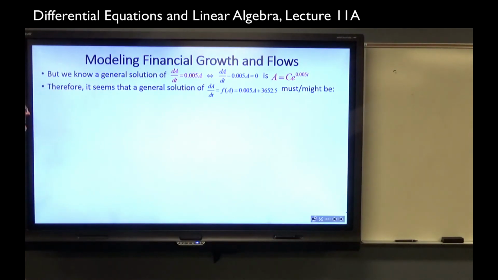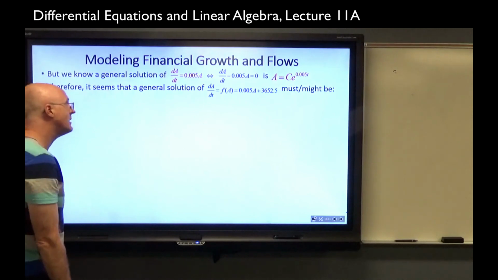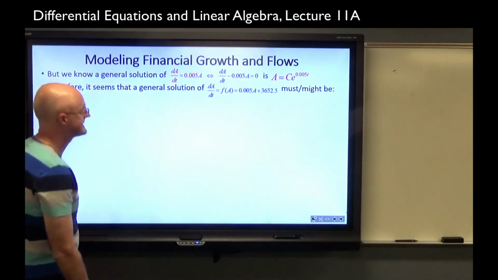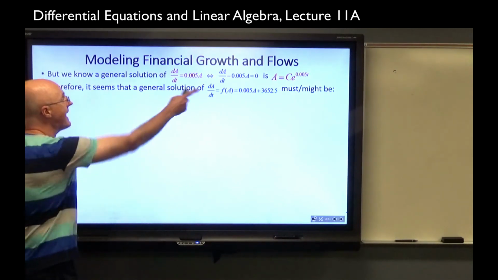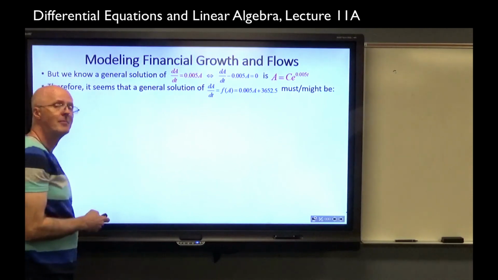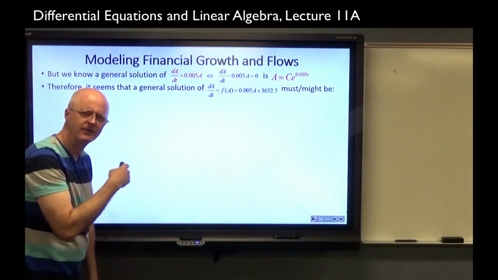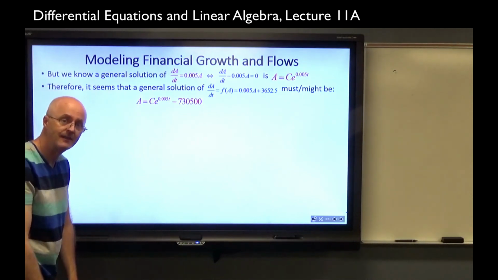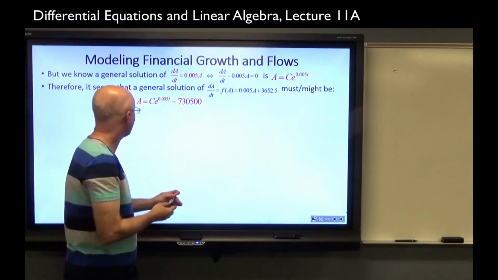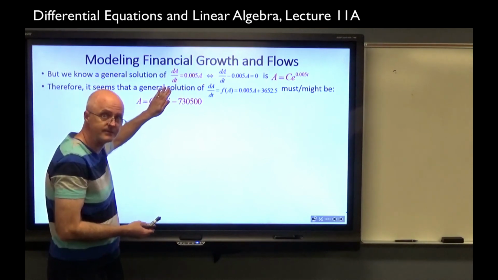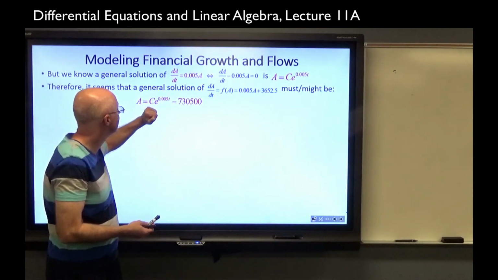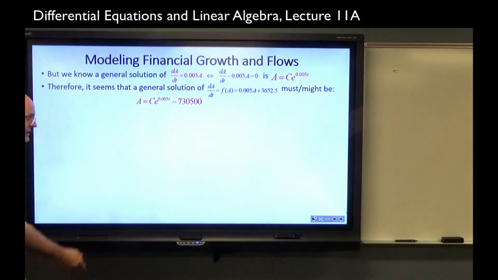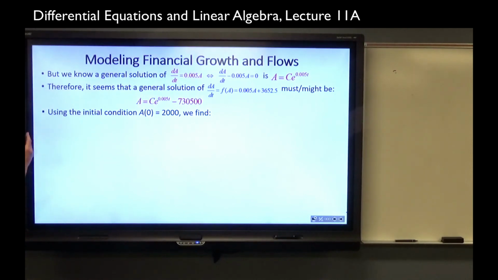Therefore, it turns out a general solution of the original non-homogeneous equation might be the sum of that thing minus the, whatever it was, 730,500, the equilibrium part. When C is 0, this is going to be your equilibrium solution. And you can check this is a general solution. We can solve for C using the initial condition.